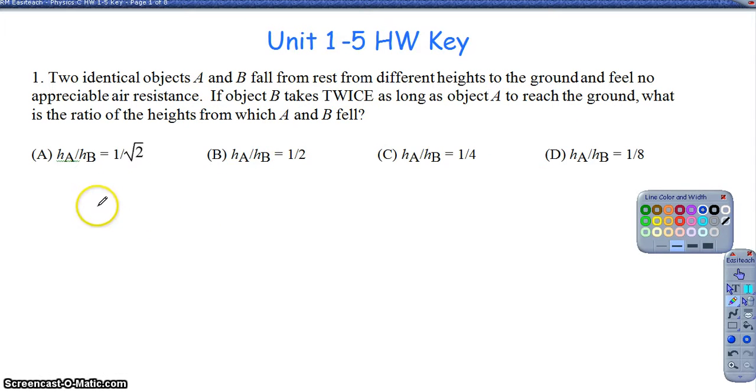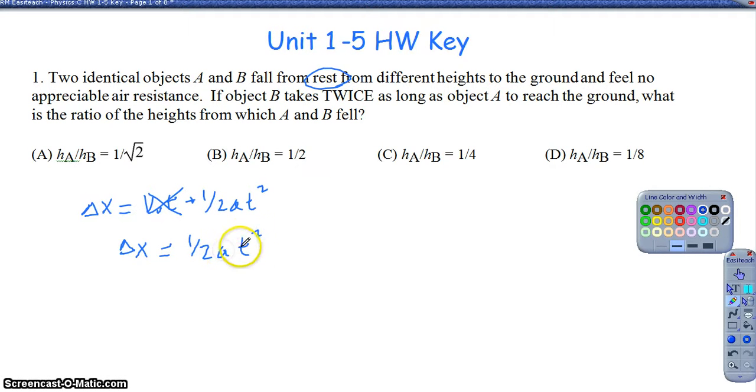So this one truly is just boiling down to a free fall type thing, since we know that there's no air resistance. If I'm looking for the ratio of their distances, I'm really thinking of this relationship right here. The other nice thing is that both of these objects were dropped from rest, so I know the initial velocity is 0. So truly I'm just focusing in on this specific relationship.